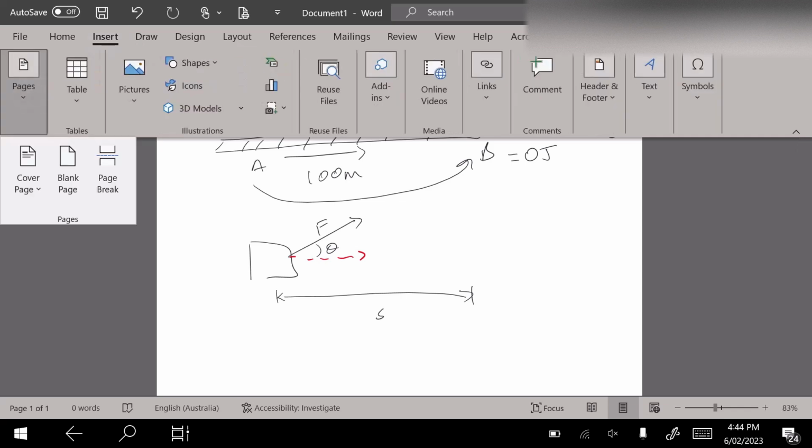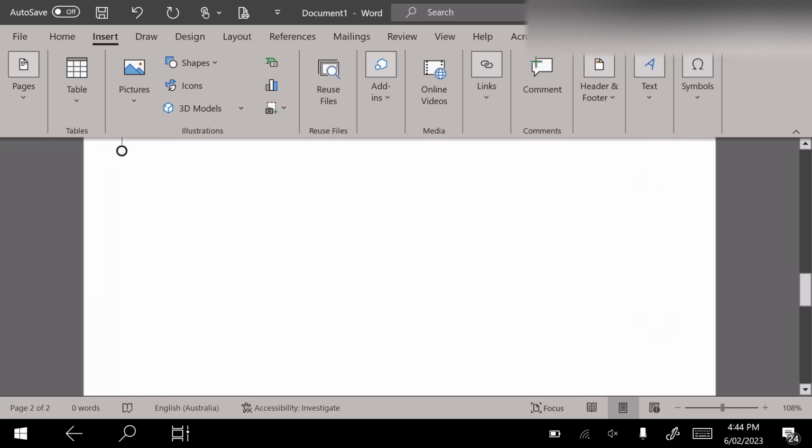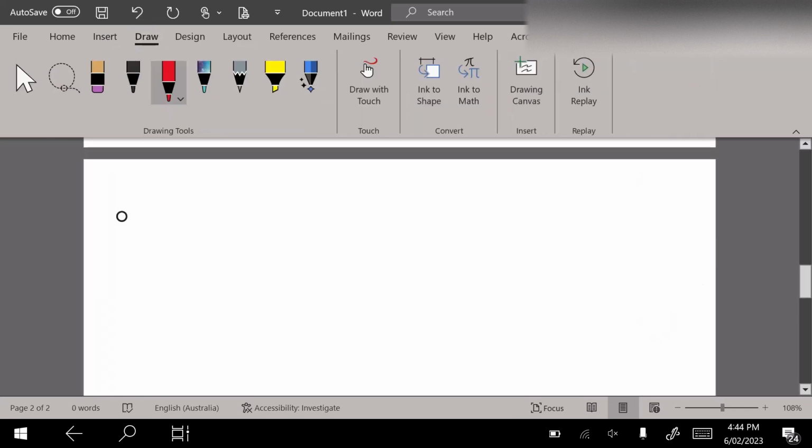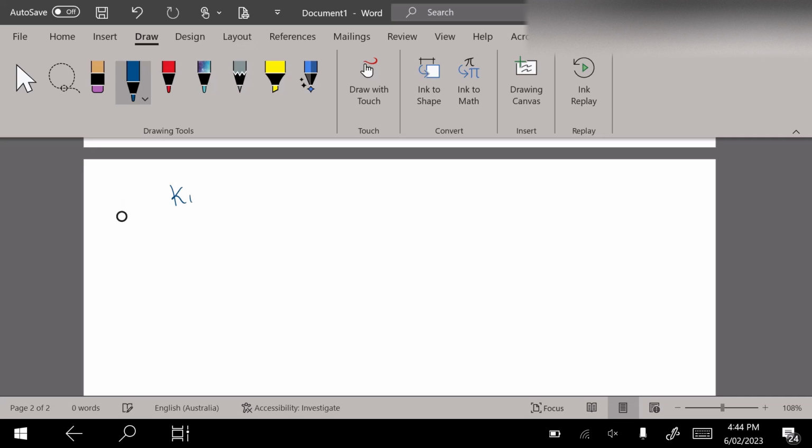Blank page. Okay, let me introduce you now to a different type of energy, and that is kinetic energy. And kinetic energy is one of my favorites. From the name, kinetic means movement, or moving. So this is the energy of something moving.